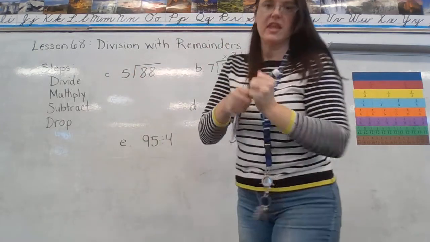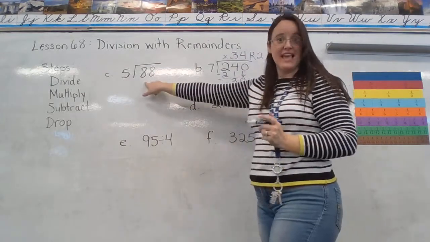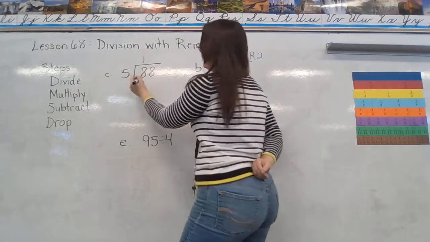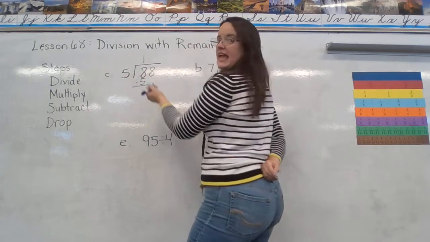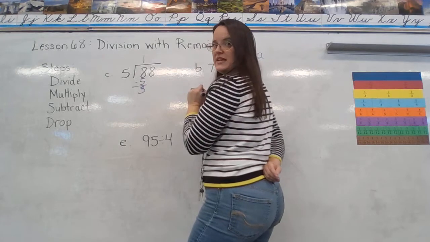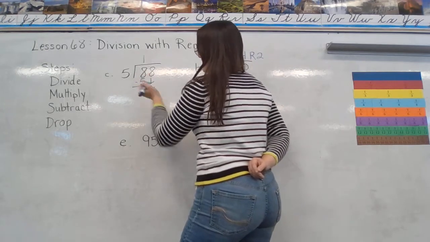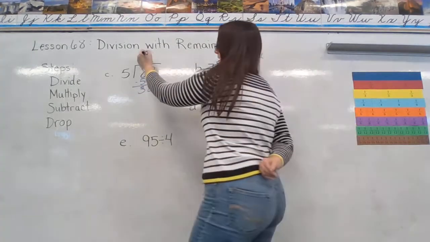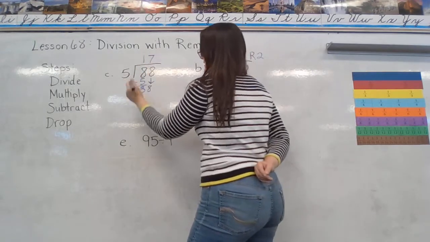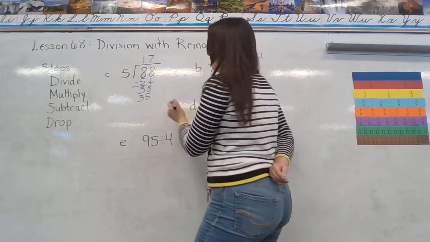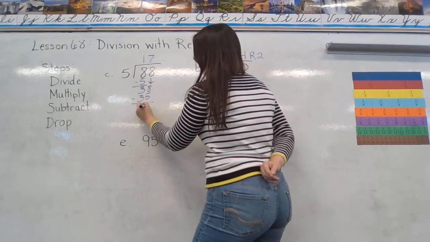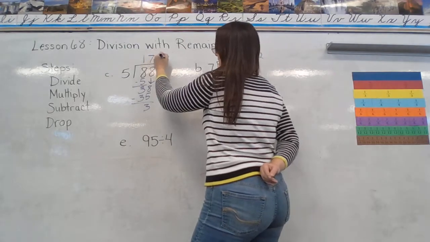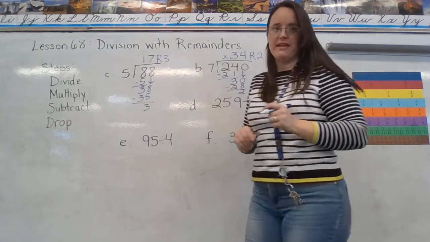Problem C. Does 5 go into 8? Yes, it does. How many times? Just one time. 1 times 5 is 5. 8 minus 5 is 3. Drop our next digit there. Does 5 go into 38? Yes. How many times? You should have said 7. 7 times 5 is 35. Subtract. 8 minus 5 is 3. 3 minus 3 is nothing. I don't have anything left to drop, so my remainder is 3 for an answer of 17, remainder 3.